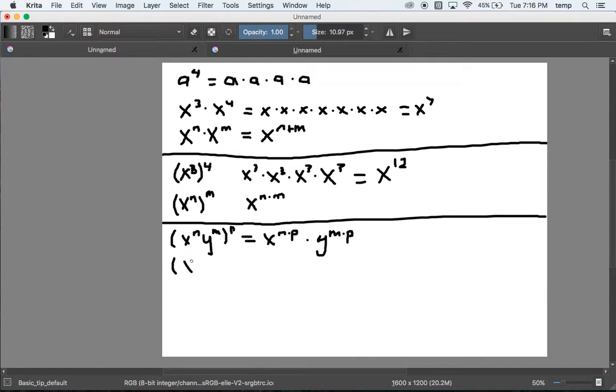So if we had x to the 4th, y cubed, and we took that squared, what we would do is we take x to the 4 times 2, right? 4 times 2, so that'd be x to the 8th. Then we have y cubed, so we take 3 times 2, which is 6. So then we'd have y to the 6. So that's how you would distribute that power out through those.